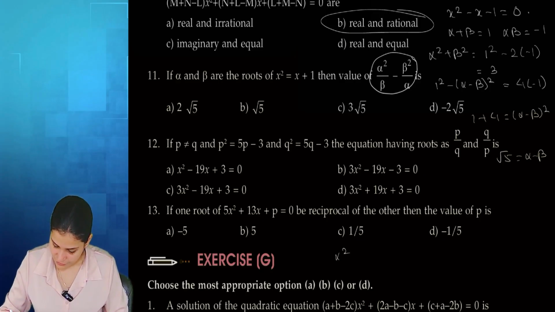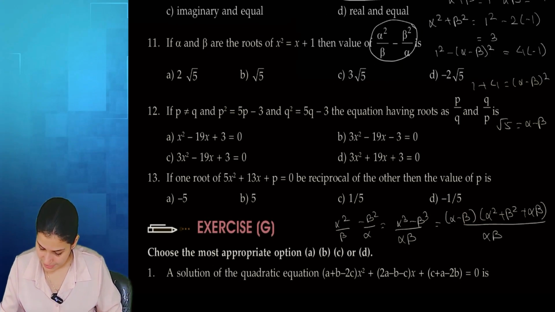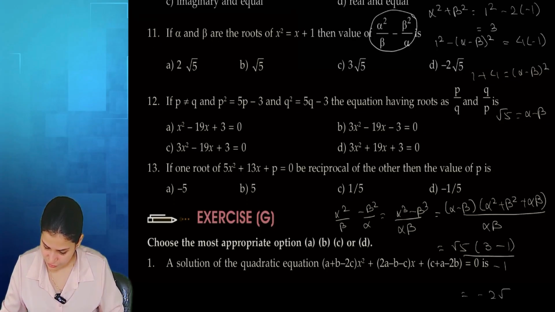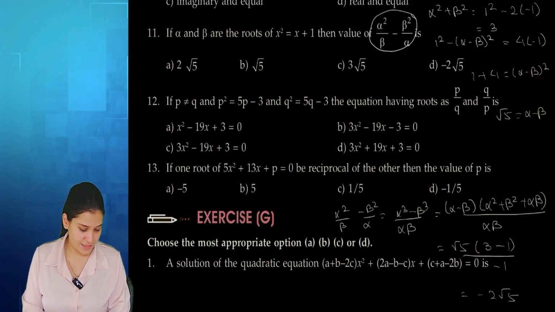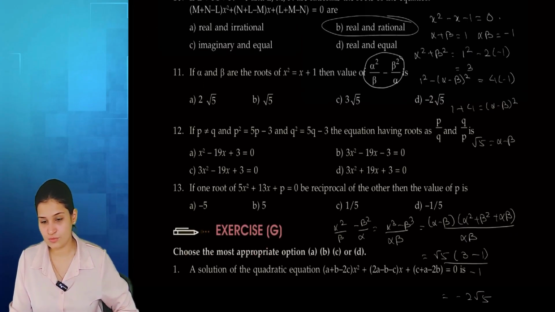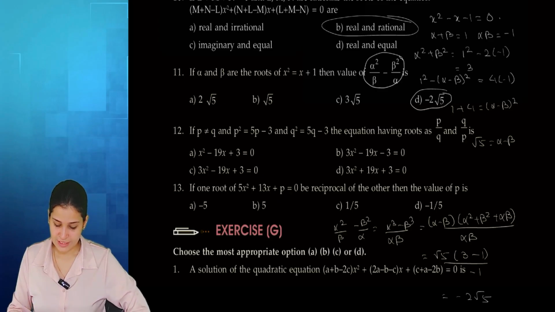Now alpha square by beta minus beta square by alpha is alpha cube minus beta cube upon alpha into beta. Formula: alpha minus beta into alpha square plus beta square plus alpha beta, upon alpha into beta. Alpha minus beta is root 5, alpha square plus beta square is 3, alpha beta is minus 1. So the answer is minus 2 root 5. Option D. Check it, rest of it.